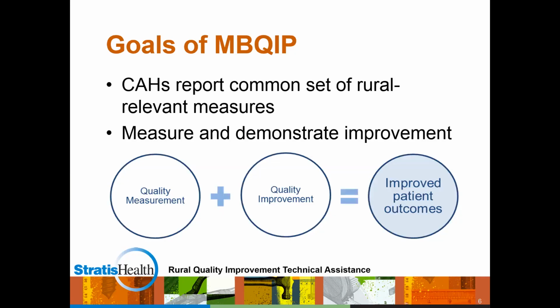So again, we discussed this before. The goals of MBQIP are really to help critical access hospitals get them all reporting on a common set of rural relevant measures, and then measure and demonstrate improvement with the goal of improving patient outcomes. We're able to do that because when you're all reporting on a standard set of measures, we can compare your performance against others nationally, which is a really great outcome of MBQIP.